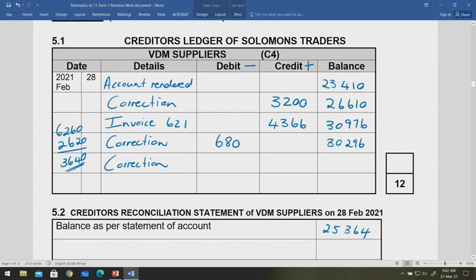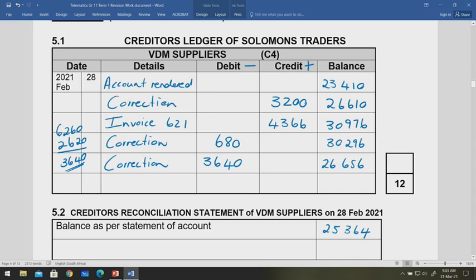It's an EFT payment. We paid them. They were supposed to decrease with 6,000. We only decreased them with 2,000, so we must decrease them with an additional 3,640. We subtract, and then we get the balance of 26,656.